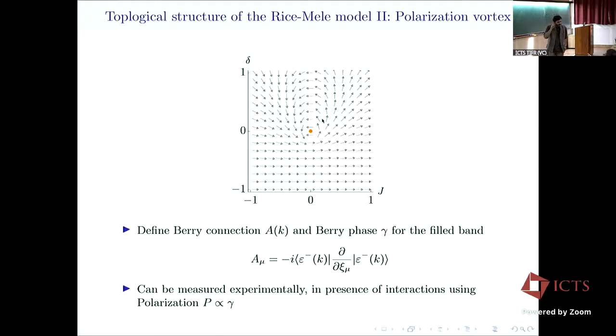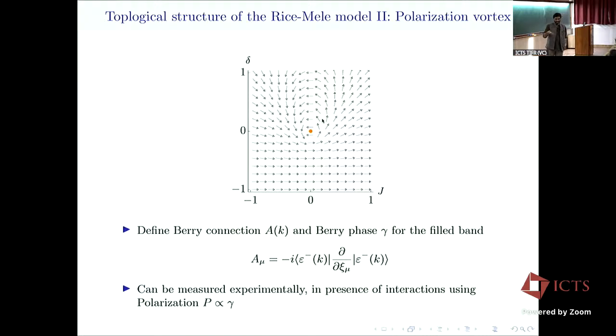Sorry, say it again. Yeah. One point in J and delta. I integrate over K. So I get a U1 well-defined angular variable for each point, and I can represent the angular variable using the angles of an arrowhead.